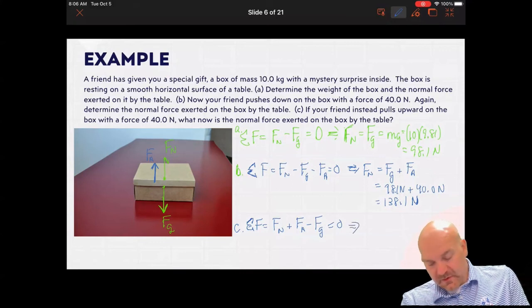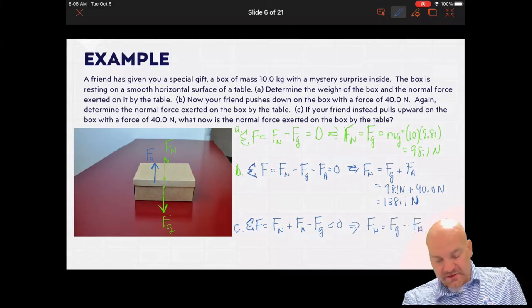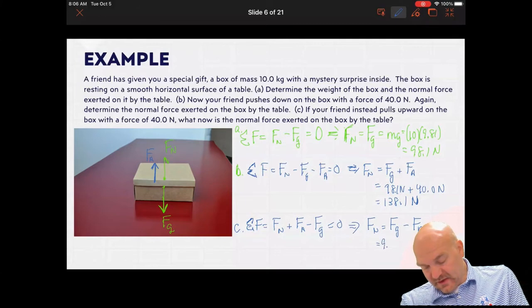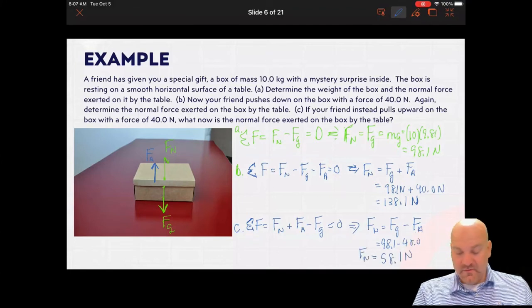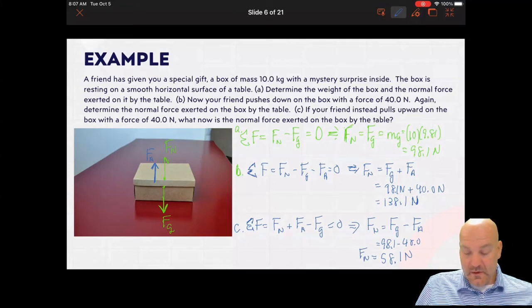So we set that equal to 0, and so I'm going to say Fn equals Fg minus Fa, just some simple algebra there. So it's going to be 98.1 minus 40.0, and we find that our normal force is now 58.1 newtons. Okay, so you can see if I push down, the table needs to add more support. If I try to pull up, the table is going to provide less support.